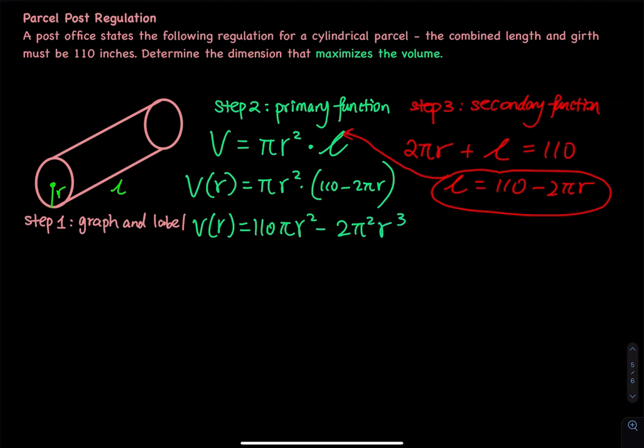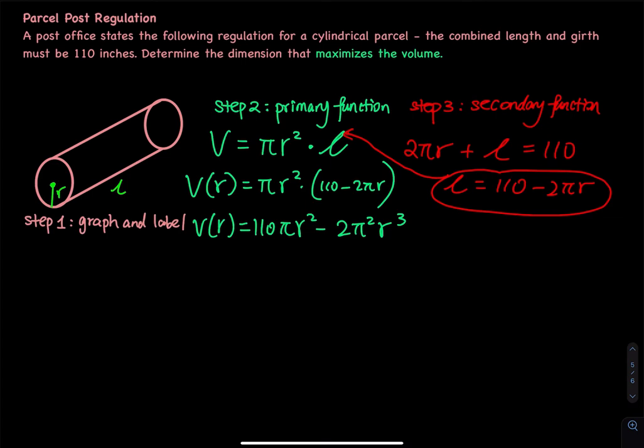Okay, first step is the graph and the labels. Remember, when you solve an optimization problem, sketching the graph and labeling the graph is your responsibility. 99% of the time, the problem won't give you a graph unless the graph is super complicated. Most of the time, you don't get a graph. And then step two is the primary function. The primary function is what the question is asking for, and the secondary is what is given. So you state the secondary and then plug the secondary into the primary. Make sure the primary is in terms of one variable.